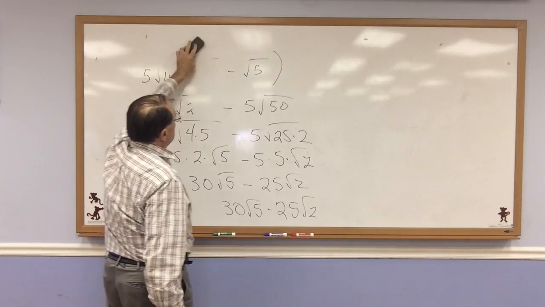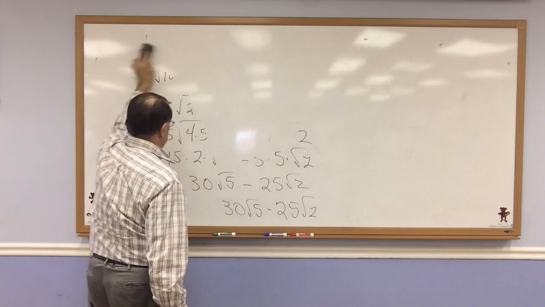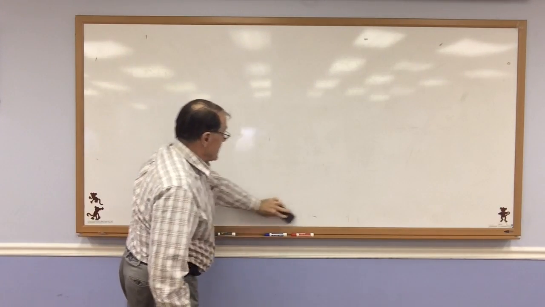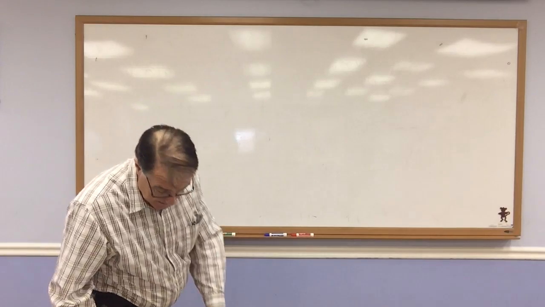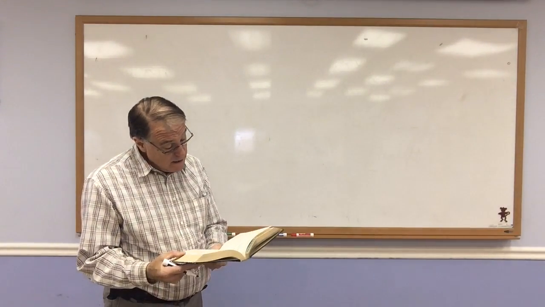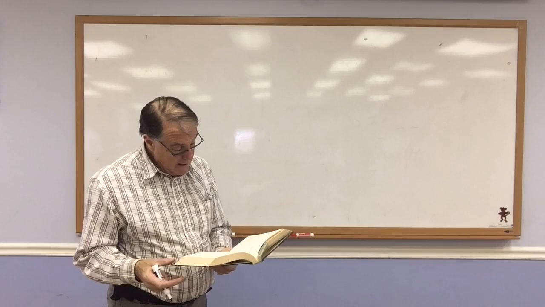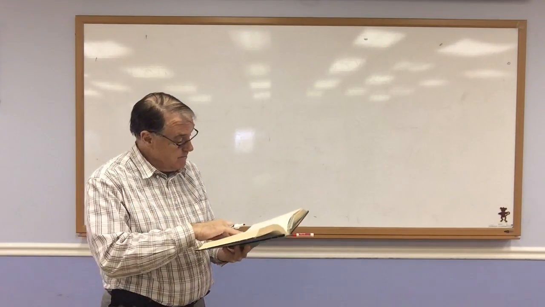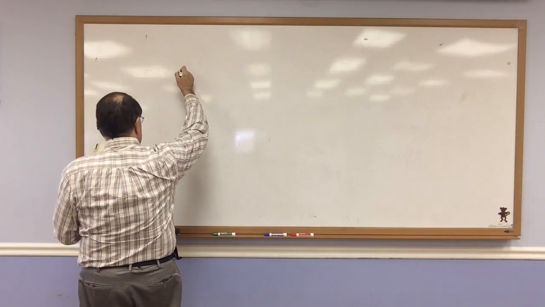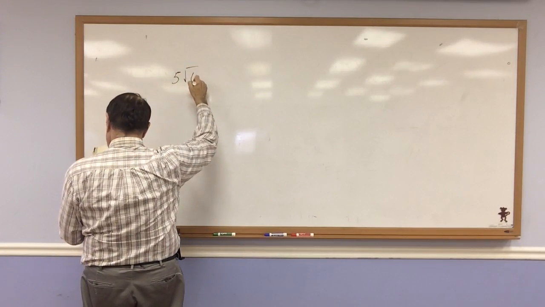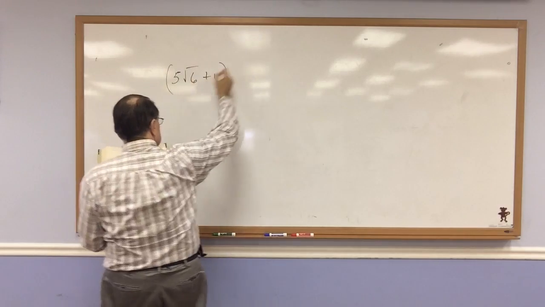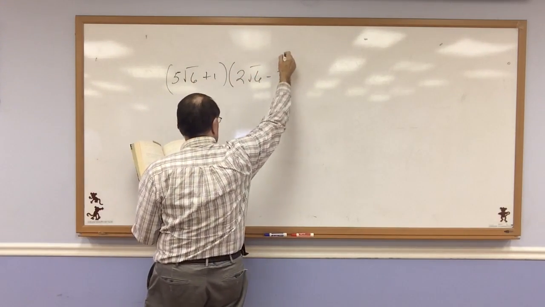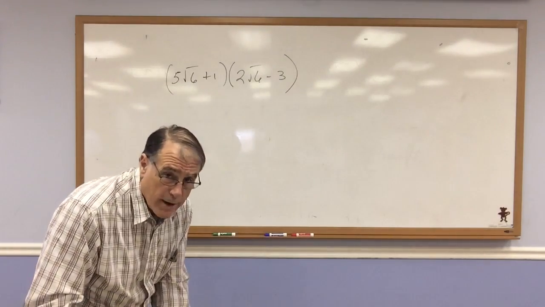Our next example, let's consider foiling. Let's foil two binomials involving radicals. And the good news here is that the rules of foiling will be as they've always been, first, outer, inner, last. So let's take 5 root 6 plus 1 times 2 root 6 minus 3. And I'm going to FOIL.